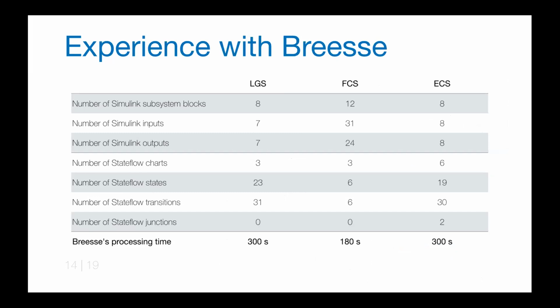Now this table summarizes the model contents in terms of the number of elements and element types they have. And the last row presents the processing times for Breeze to generate the EMF-based representation. Now, building these representations is a bit of a computationally demanding activity that depends on the model size. Scalability is an issue for upfront transformation.